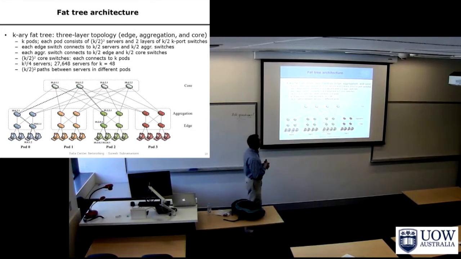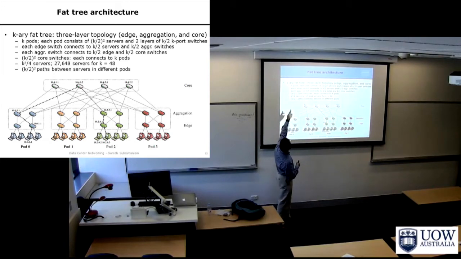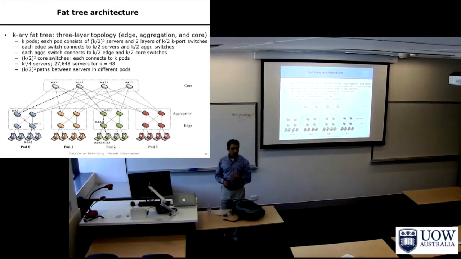Okay, and the architecture is as follows. So there are k pods. k is 4 in this example right here, and each pod has 2 layers of k/2 switches. Okay, so these are the edge switches, and these are the aggregation switches. So k/2 is 2 in this case. So 2 switches here, 2 switches here, and there are k/2 squared core switches. So each of them connects to k pods. So these are the core switches. Okay, and ignore these numbers here. That's for the addresses that they allocate for doing routing and so on.